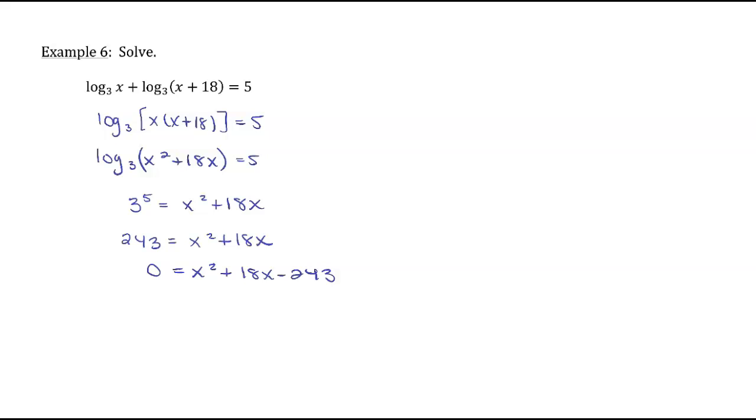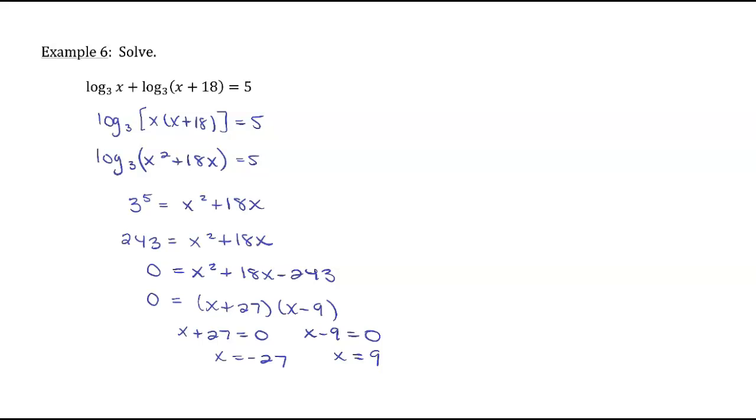In this situation, we can factor. We have 0 equals x plus 27 times x minus 9. But we could also solve this equation using the quadratic formula if you prefer. Using the zero factor property, we have that x plus 27 can equal 0, or that x minus 9 can equal 0. And solving for x in both of these equations, we have that x is equal to negative 27 and x is equal to 9.